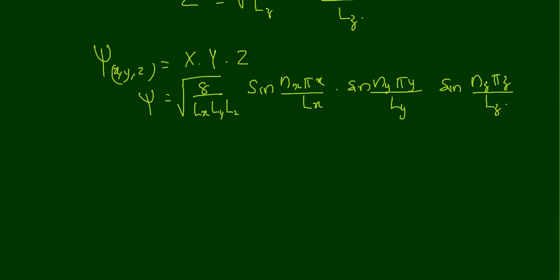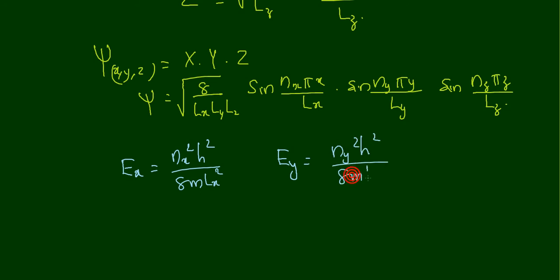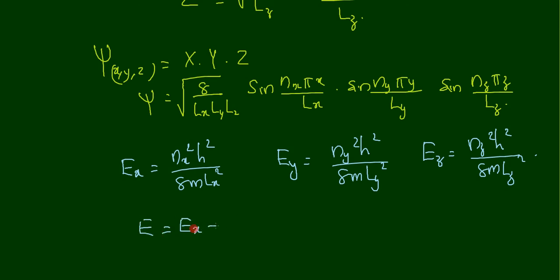So we can write Ex is equal to n square h square by 8 m L square. We can write it like nx square h square divided by 8 m Lx square. Ey is equal to ny square h square divided by 8 m Ly square. And Ez is equal to nz square h square divided by 8 m Lz square. So these are the energy values Ex, Ey and Ez. So total energy E is equal to Ex plus Ey plus Ez. This is the total energy, right?